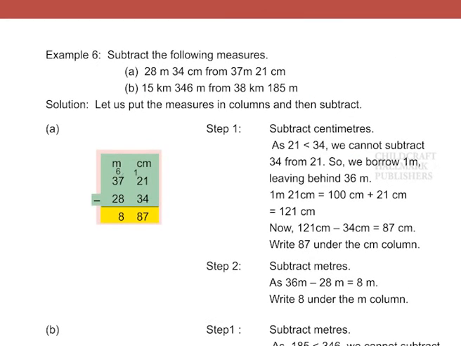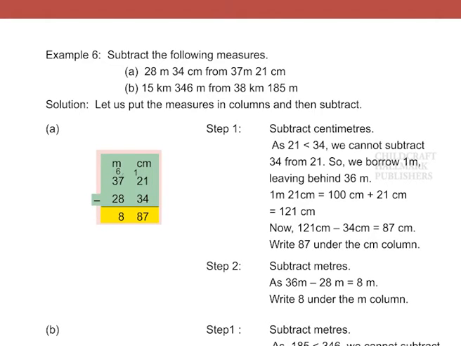Example 6. Subtract the following measures. A. 28 meters 34 centimeters from 37 meters 21 centimeters. B. 15 kilometers 346 meters from 38 kilometers 185 meters. Solution. Let's put the measures in columns and then subtract.